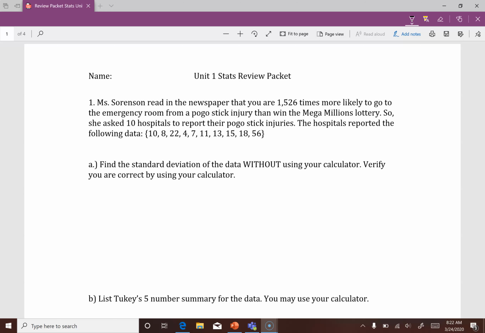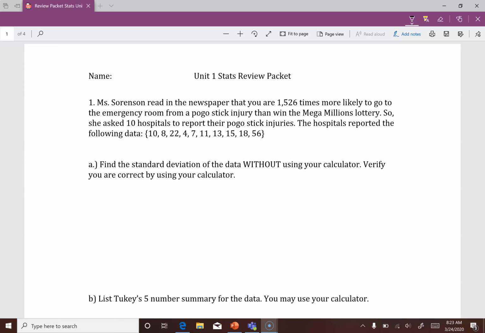It says that you are 1,526 times more likely to go to the emergency room from a pogo stick injury than win the Mega Millions lottery. That's a little bit crazy. So anyway, she asked 10 hospitals to report their pogo stick injuries, and the hospitals report the following data. So these are the number of pogo stick injuries.